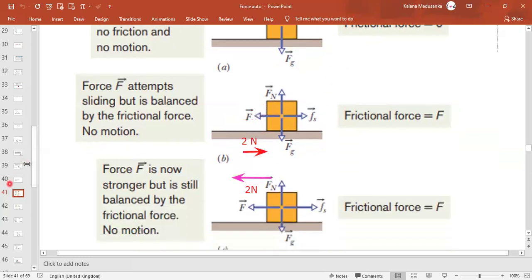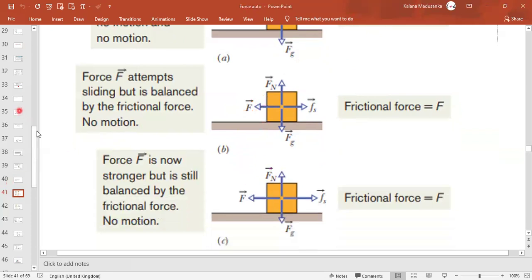The third case, instead of 2 newtons, let's say we are applying 5 newtons. Now friction also becomes 5 newtons. Still it is not moving. It also can happen, right? Now for a large table like that, you should at least have 100 newtons or more than that. Just an assumption.